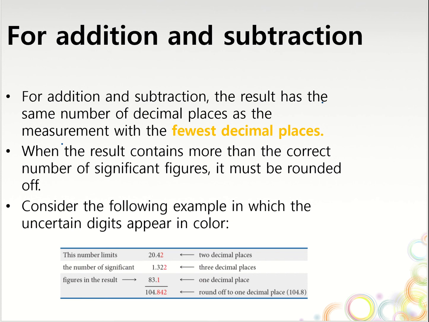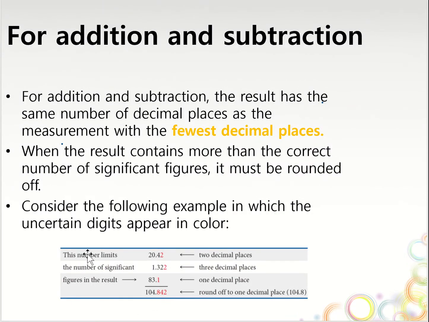Consider the following example in which the uncertain digits appear in color, right? So this is an addition. We're adding three numbers together, and clearly they have different numbers of decimal places. The first one has two decimal places, that is 0.42. The second number has three decimal places, that is 0.322. And then the final one has one decimal place, 0.1. So what you'll do is go ahead and do the addition.